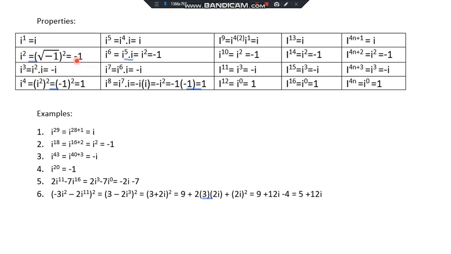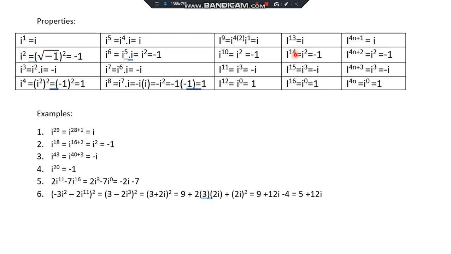But i squared is what? Minus 1. So minus times minus 1 is plus 1, and so on. So you need to know, if you have any number, for example, i^13, we have 4 classes. It's either i, or minus 1, or minus i, or 1. So you take the number, you divide it by 4. 13 divided by 4, what is the rest? 1, so it's i power 1.